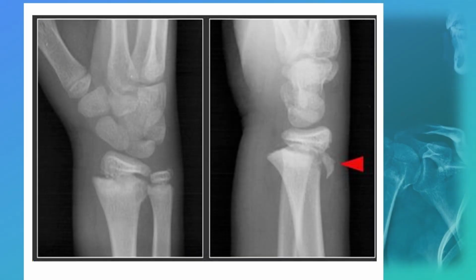All right, so looking at this one, what type do you think that is? We have 2 views of it. Where's it broken? Which bone is broken? Radius or ulna?